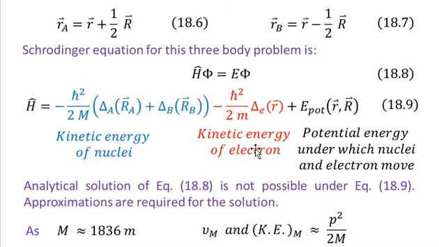So you see that I have written the H operator as the sum of the kinetic energies of the two nuclei, the kinetic energy of the electron, and the potential energy in which the nuclei and the electron are present.